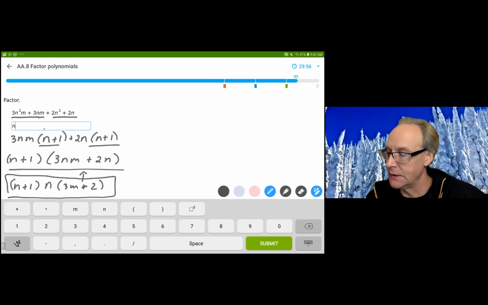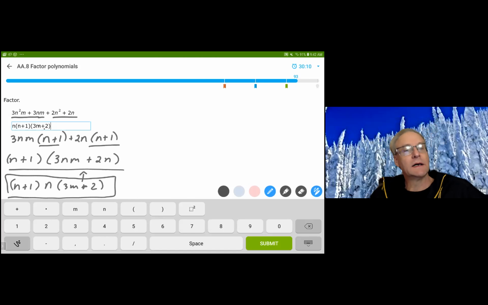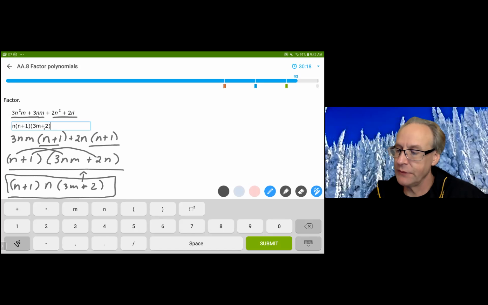We have an n and an n plus 1. Oh, let's see. And a 3m plus 2. Since I'm almost done, I'm going to go ahead and check it at this point. That's 3n squared m, yep. That's 2n, yep. That's 3nm, there it is. And that is 2n squared, and there it is. I know for sure it's right.